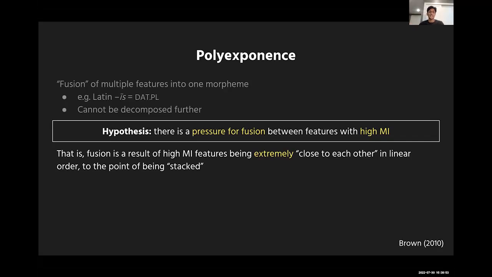And essentially, the idea is that you have these high MI features that are so close together in linear order, they actually want to be stacked together. Instead of just next to each other, they turn into one morpheme together, they just fuse.